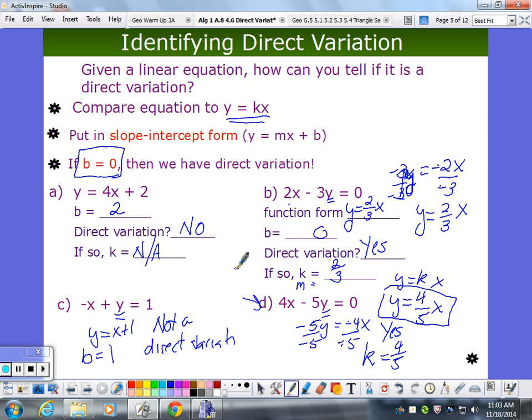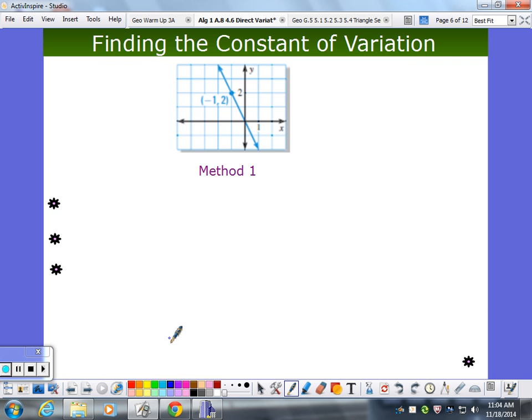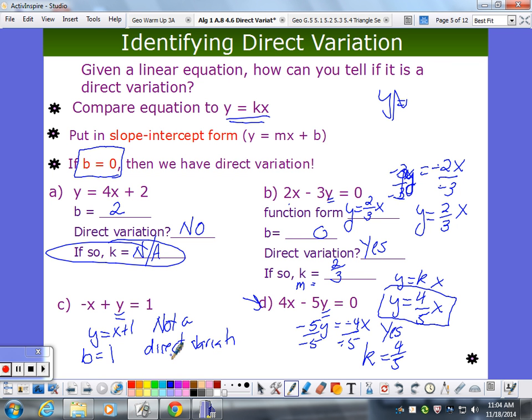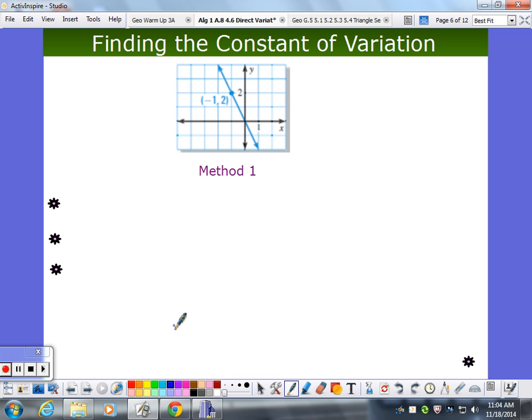When is there not a k? When there's no direct variation. Well, you can have a k. Like here, it's like I did right here. It's not a direct variation. Do exactly what I did right here. Why did they call it k? I don't know. That's what they call it. Why do they call it m?